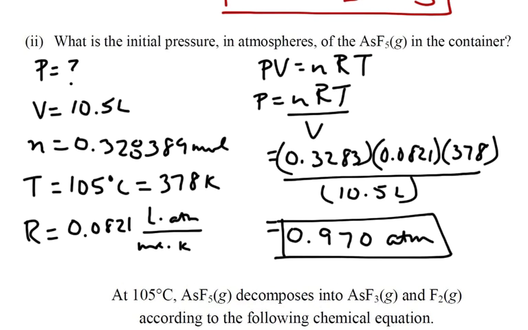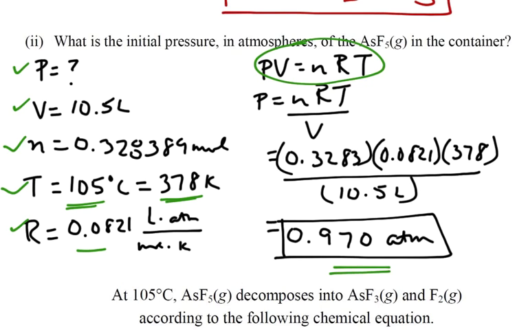Next part is what's the initial pressure in atmospheres of the AsF5 in the container. They're asking for pressure, and we know the volume. We calculated the moles up in part 1. The temperature, we've changed to Kelvin, and we always know R is 0.0821 liter atmospheres per mole Kelvin. So hopefully you recognize this is a PV equals nRT problem, solve for P, substitute in the numbers, and you get an answer in atmospheres. So even though this is an equilibrium chapter, they use the gas laws, and that's a pretty common thing to watch out for.